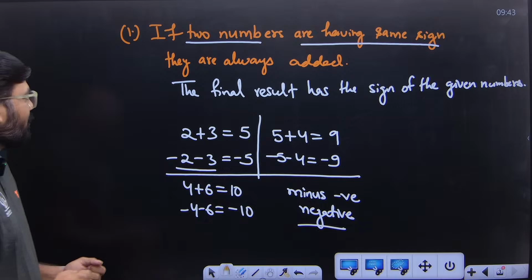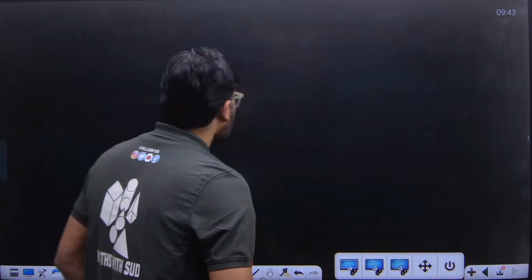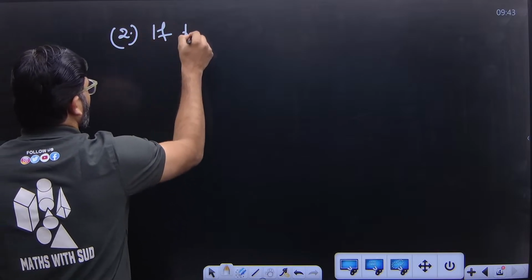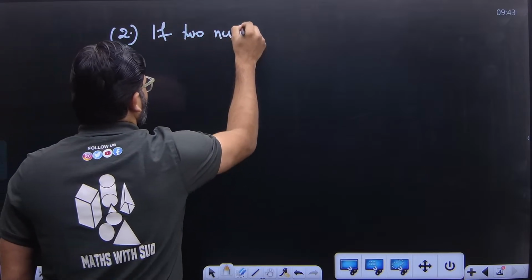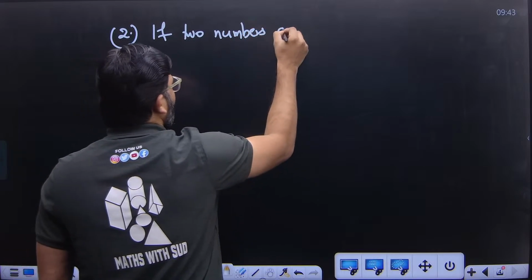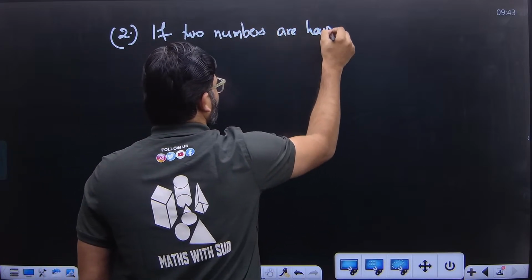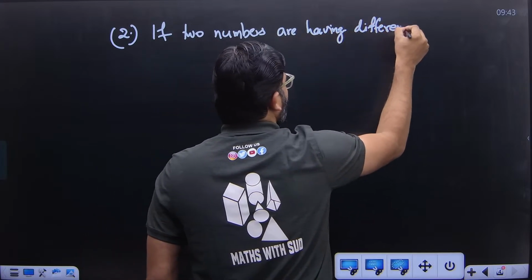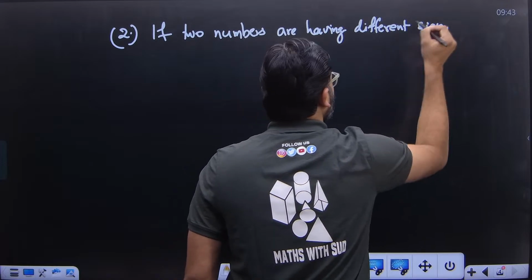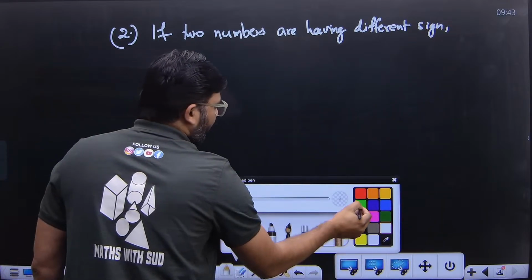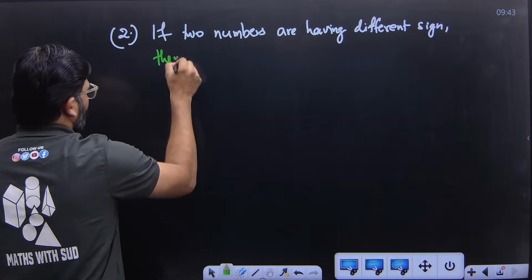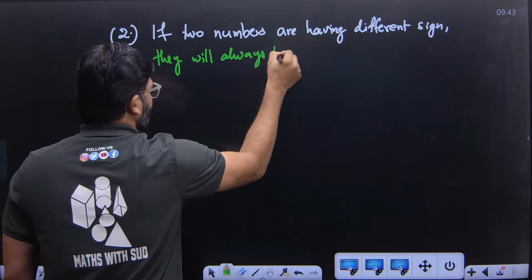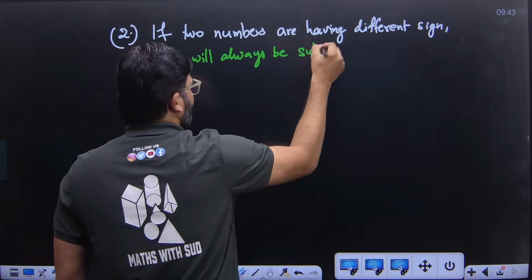Now this was the first rule. Now coming to the second rule. The second rule says if two numbers are having different sign, they will always be subtracted.